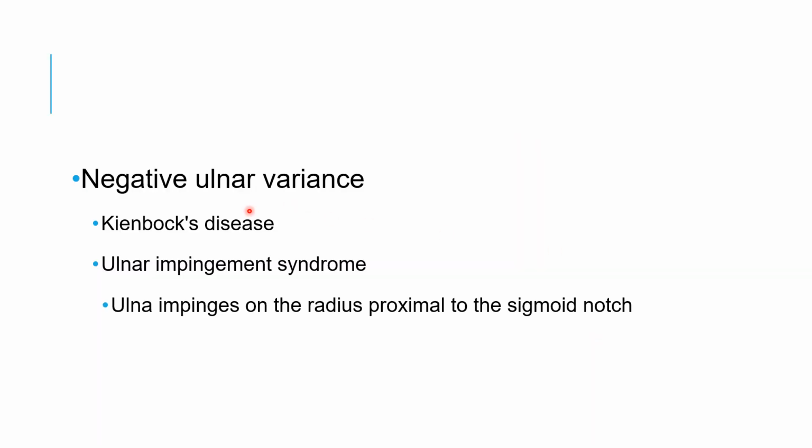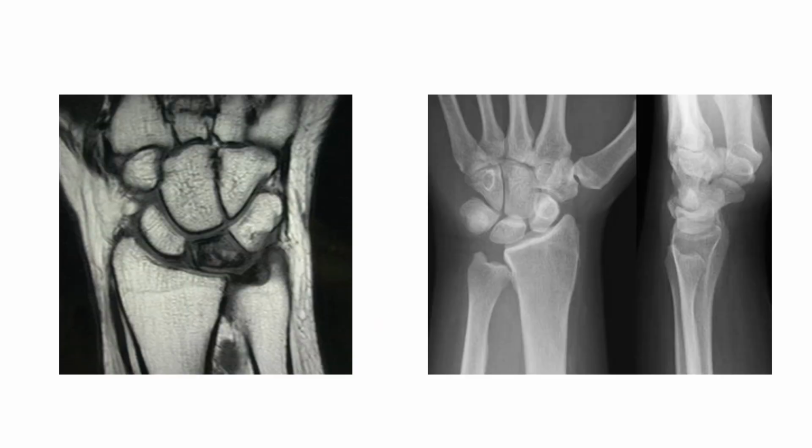Negative ulnar variance means the ulna is shortened, so the distal articular surface of the radius can compress into the lunate, which can cause Kienbock's disease. And one more problem is ulnar impingement syndrome. That means the ulna impinges on the radius proximal to the sigmoid notch.